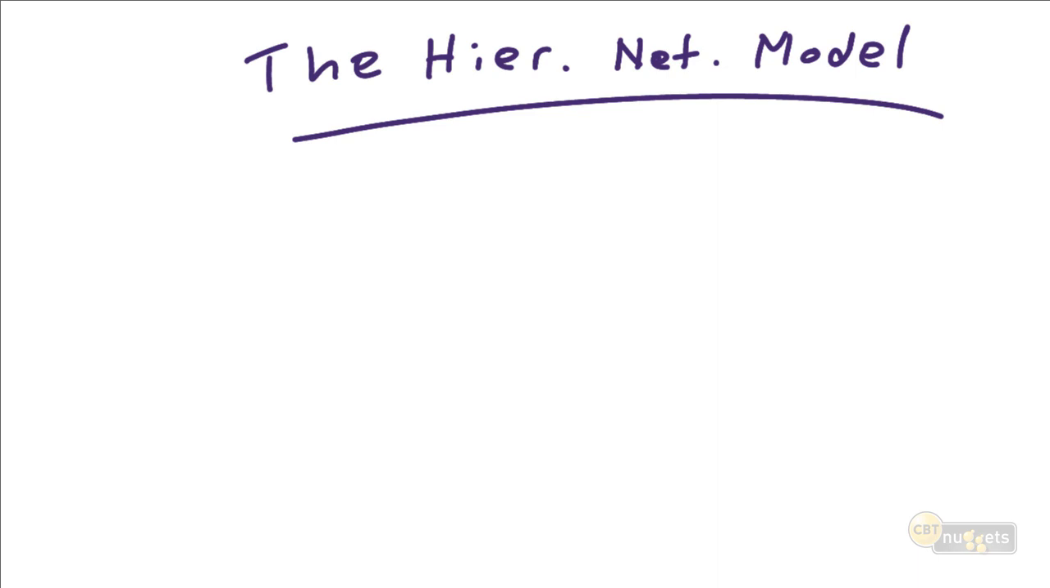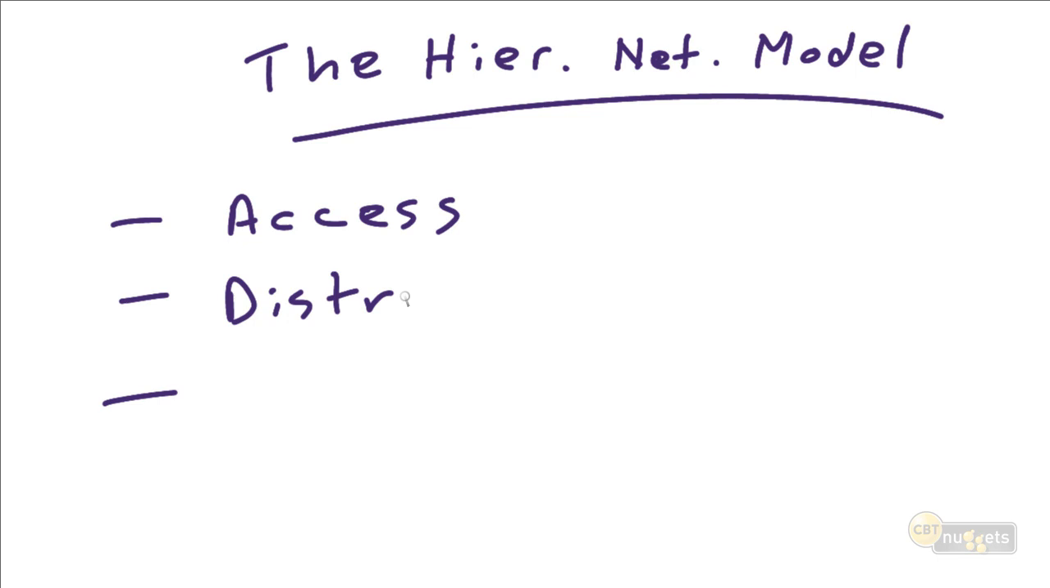The hierarchical network model is a network model that we can apply to just about any aspect of Cisco technology, it seems. It consists of three layers. So your first task is to make sure you master the three layers. They are access, distribution, and core.